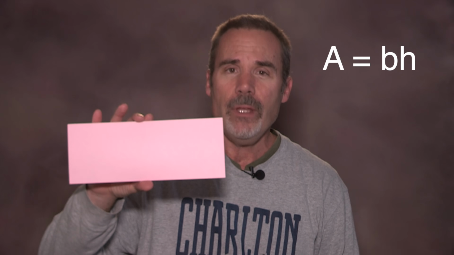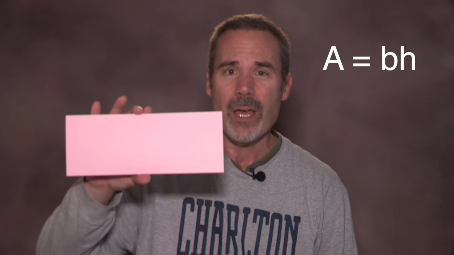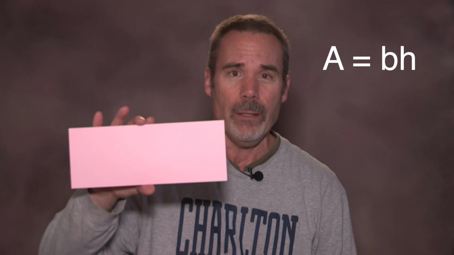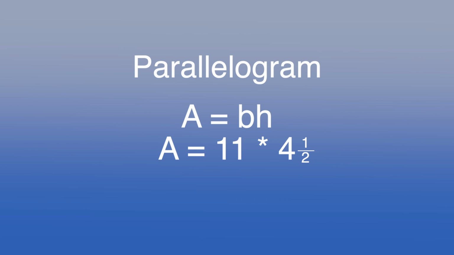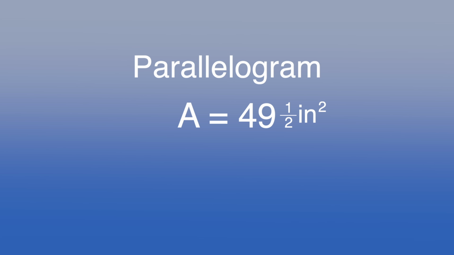I've pre-measured this rectangle just to save us a little time. The formula for the area of a parallelogram is base times height, or area equals base times height. The base of this rectangle, the measurement that goes right across here, is 11 inches. The height of our rectangle is 4.5 inches. Remember, when you are calculating the area of an object, the label is always in units squared.